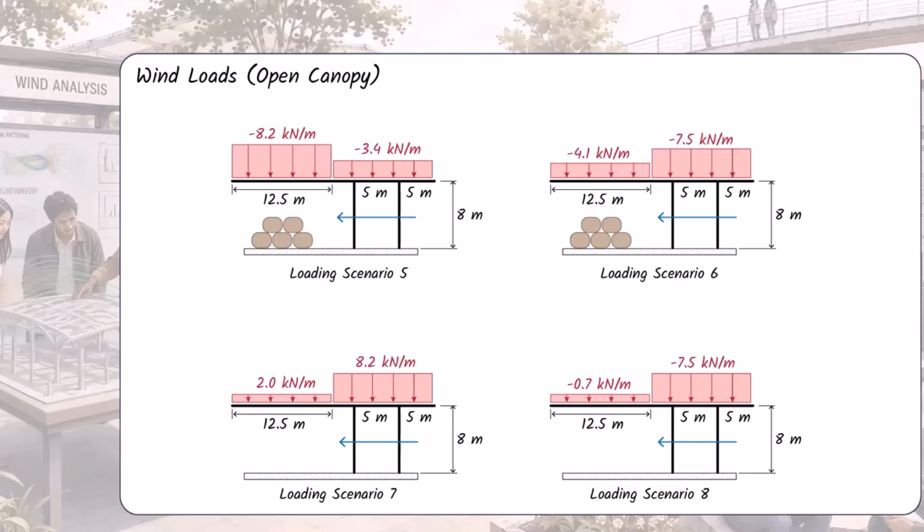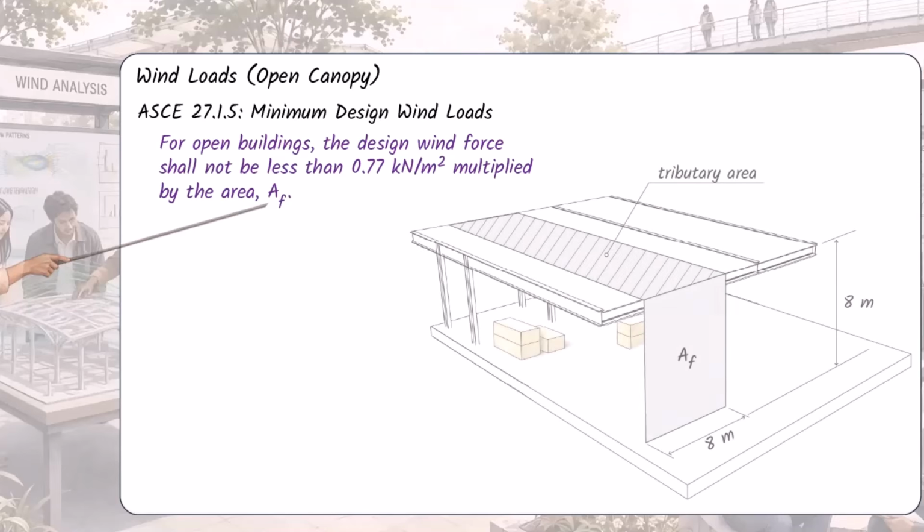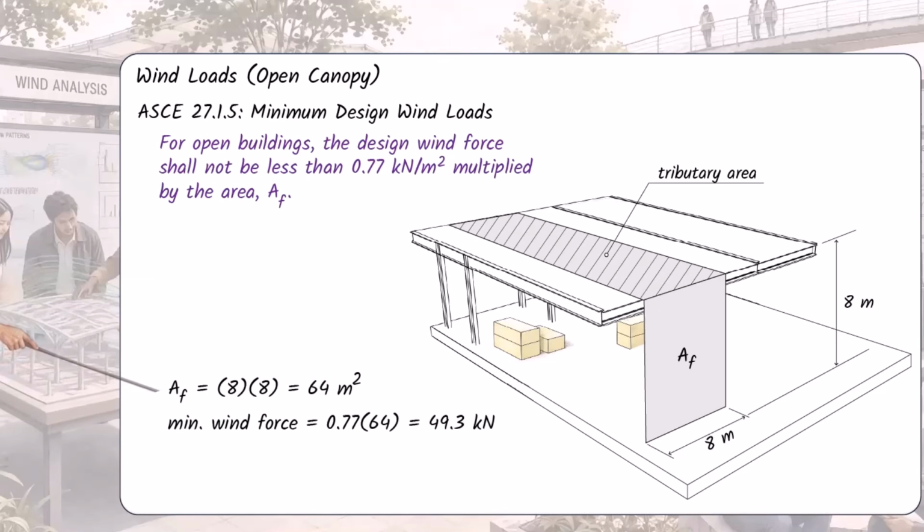So far, we have determined the vertical wind loads acting on the roof of the open portion of the bus terminal. Before moving on, we also need to consider the minimum design wind load required by ASCE 7. According to Section 27.1.5, the design wind force for an open building must not be less than 0.77 kilonewtons per square meter multiplied by the projected area of the entire building normal to the wind direction. We refer to this area as AF. For the typical interior frame we're analyzing, the tributary width is 8 meters, and the projected height of the building is also 8 meters. So, AF equals 8 meters times 8 meters, or 64 square meters.